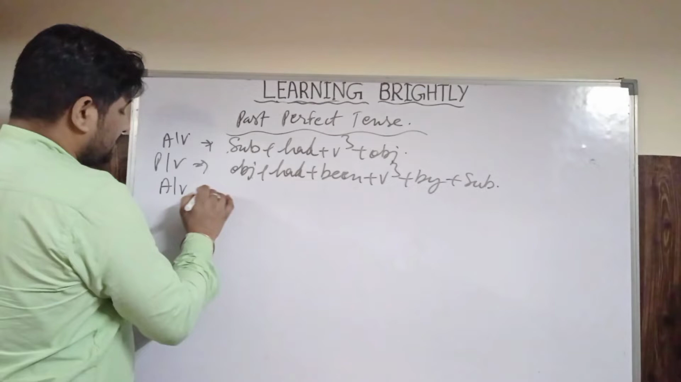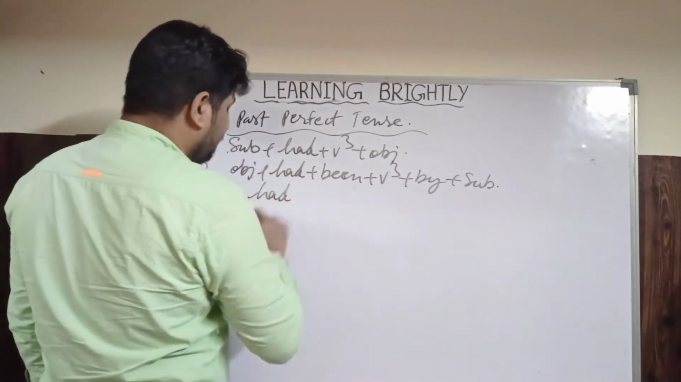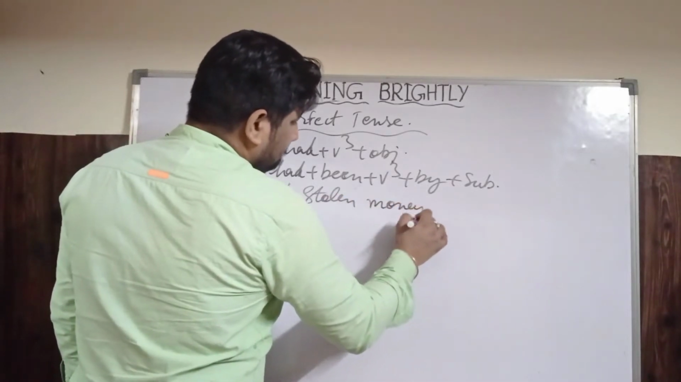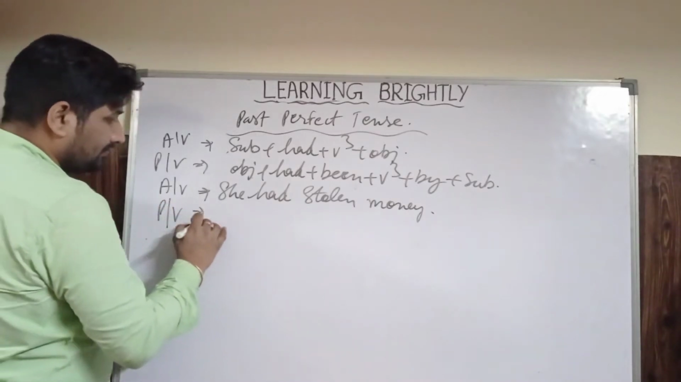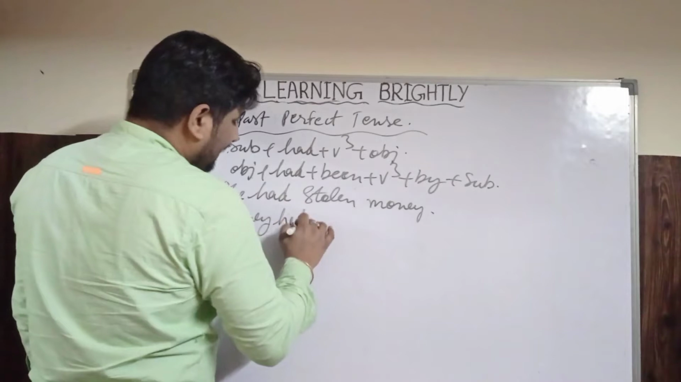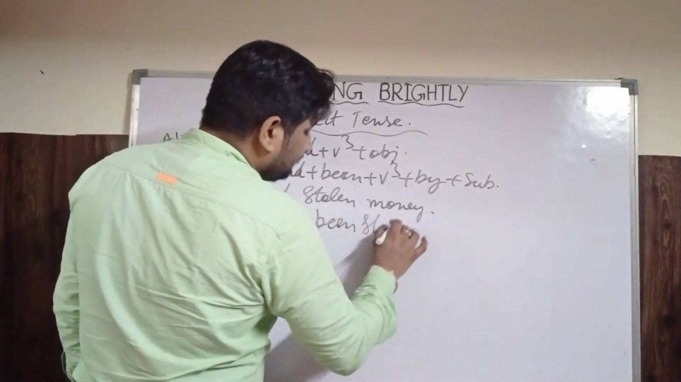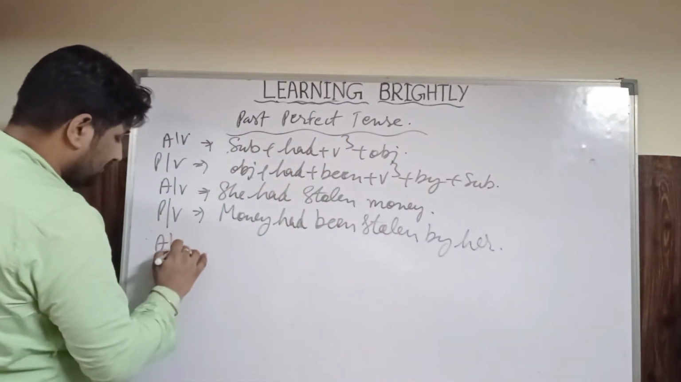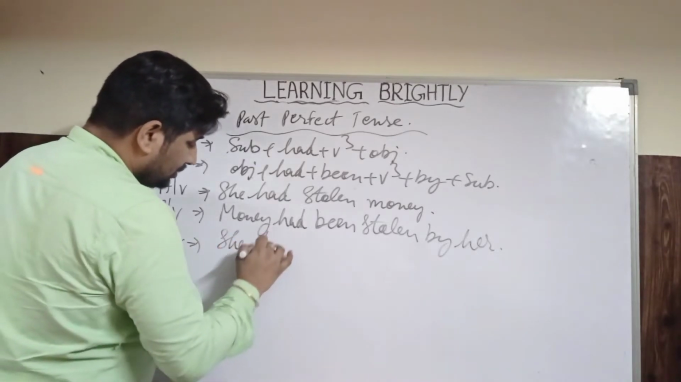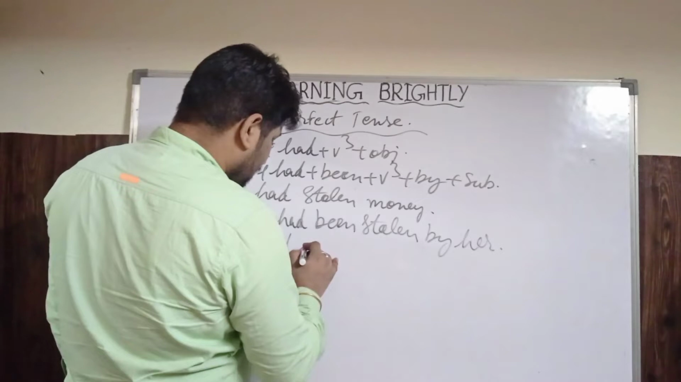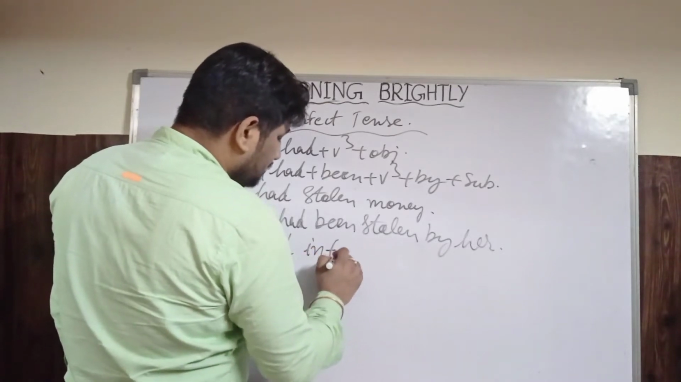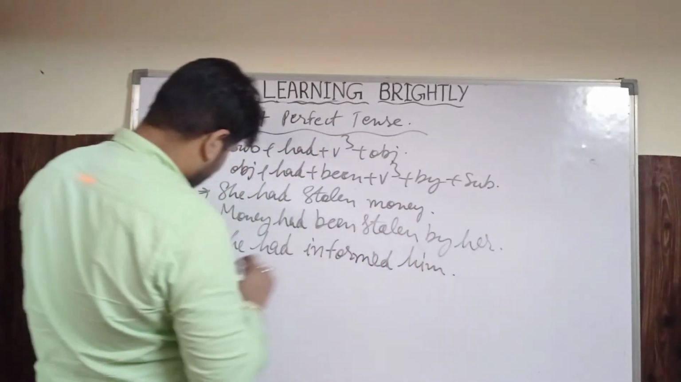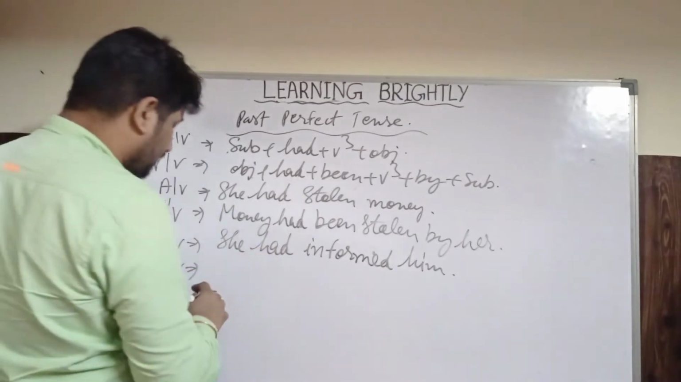जैसे, she had stolen money. वह पैसे चुरा चुकी थी. Money had been stolen by her. Next, she had informed him. वो उसे इन्फॉर्म कर चुकी थी.